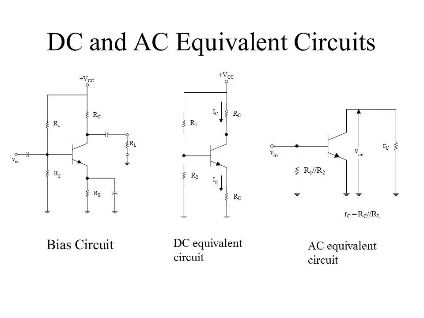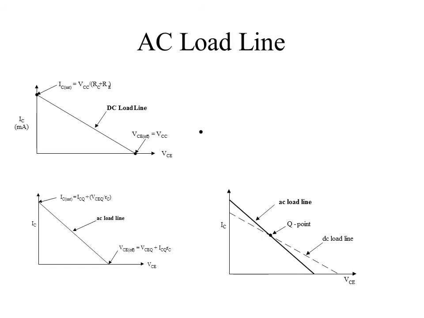The biasing circuit, already we know the equivalent circuit without inclusion of the RC, is shown here. The AC equivalent circuit is also shown in the third diagram. Please make a note, or just draw and practice, and remember these two equivalent circuits in your mind.